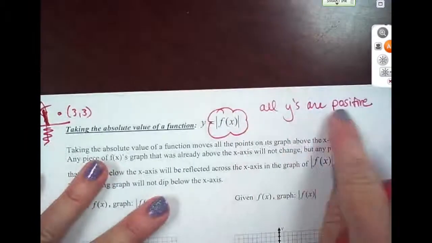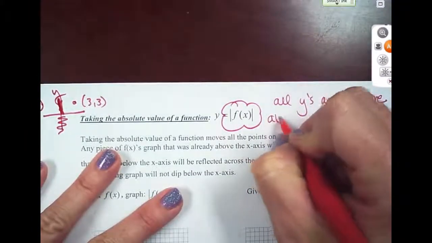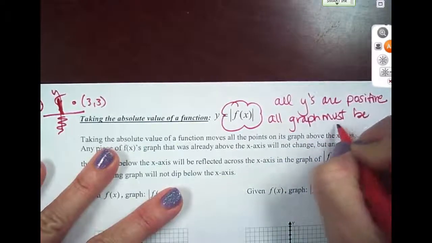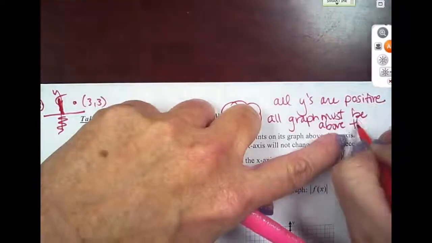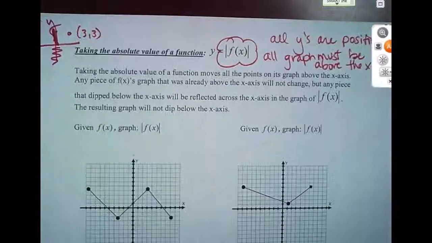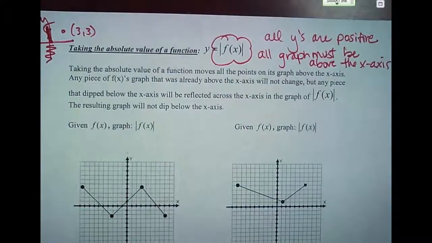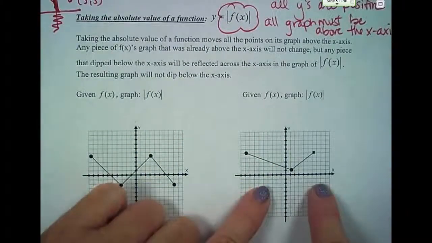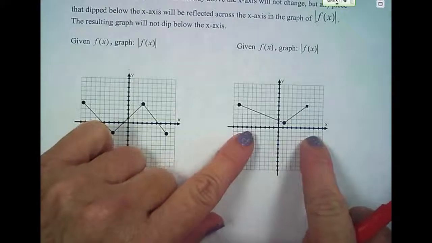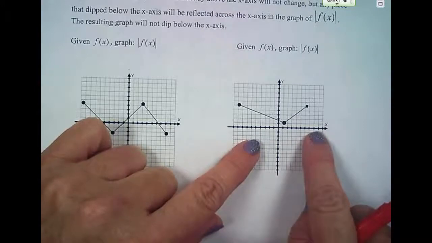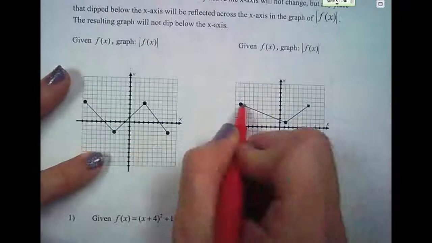Okay? So all y's are positive, which means that all your graph must be above the x-axis. All your y's must be above the x-axis. If we tried this, look at number 2. This problem here, is the whole picture already above the x-axis? Yeah, that's why this is really easy. So number 2, it's done for you. You don't even have to do anything. Just trace it, and you're done.